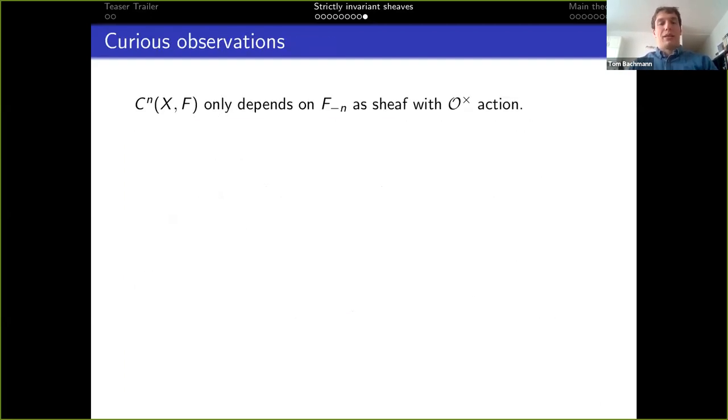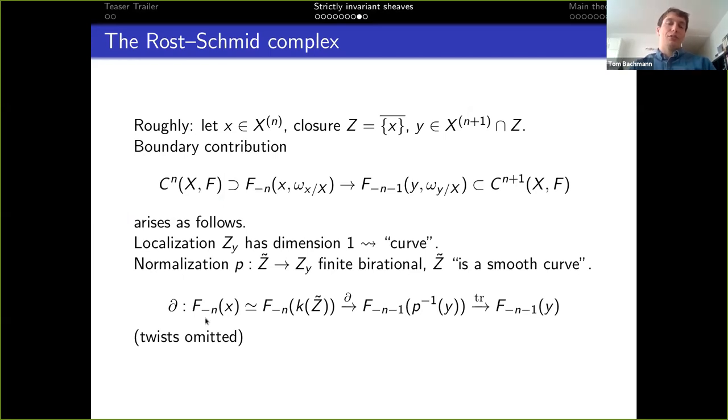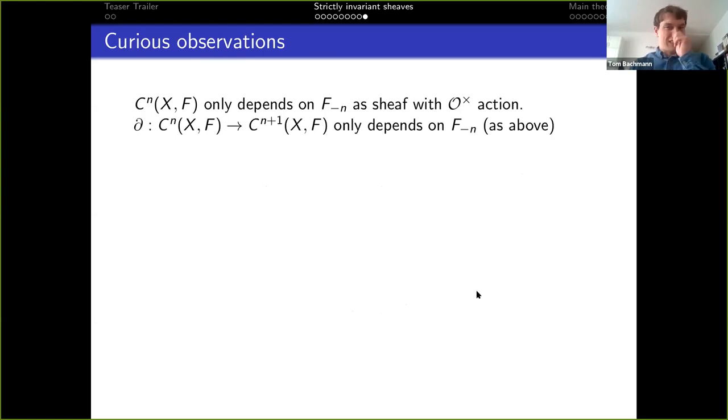And similarly, the boundary, right? I just explained to you what it does. You start with F minus n, you do some pullback, you do some boundary, which only depends on F minus n, you do some transfer, which only depends on F minus n, and so on and so forth, right? So this Rost-Schmid complex has the curious property that the nth term only depends on F minus n, and the nth boundary also depends only on F minus n. So if you chop off the first couple of terms, then you get something which only depends on F minus n.